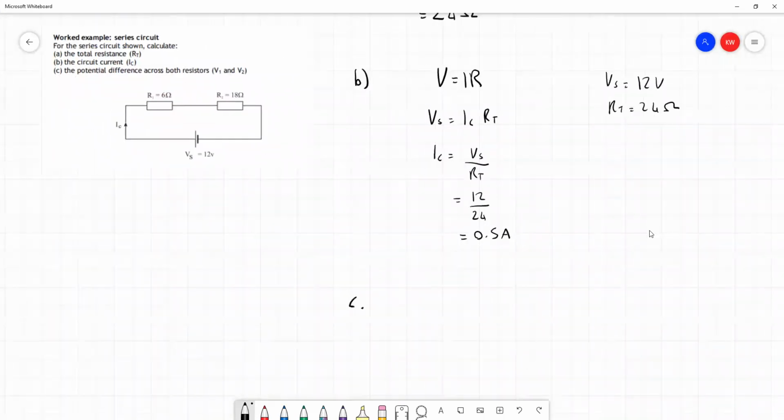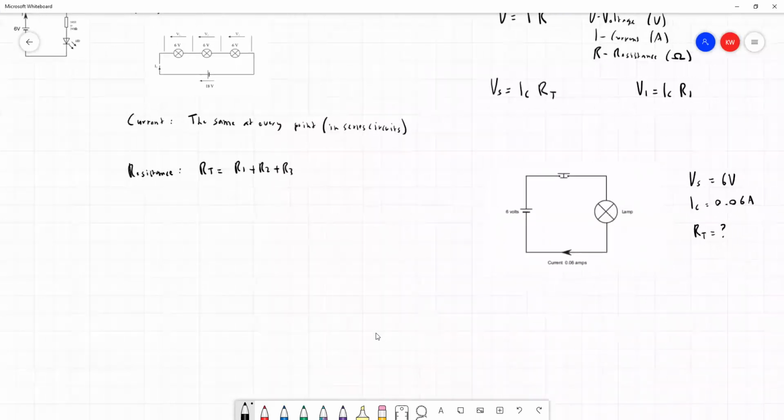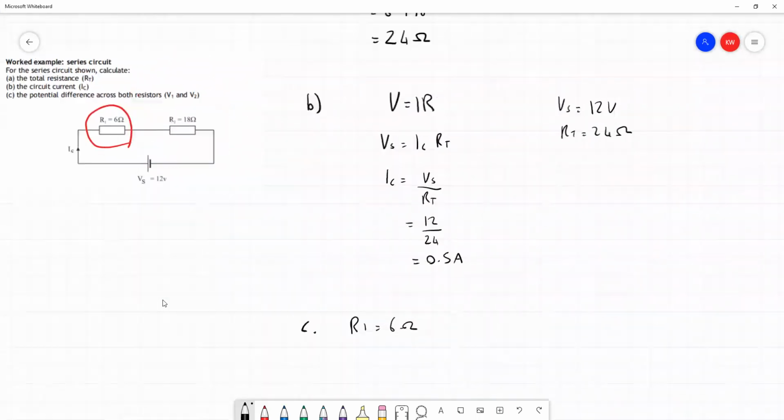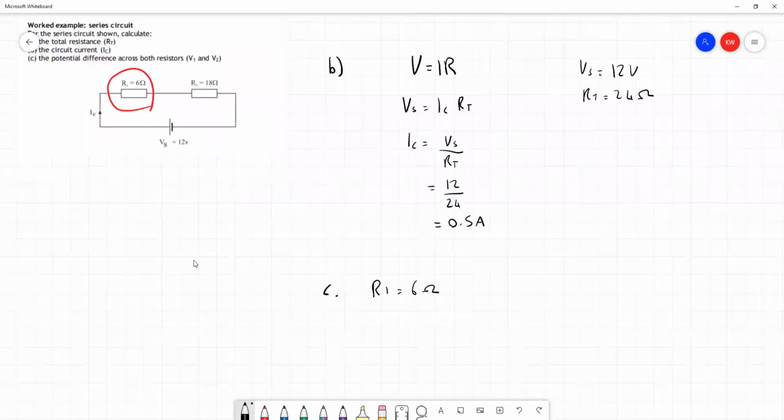Now, if we look at resistor 1 first of all, circle it in red here, if we want to consider resistor 1, we know that the resistance, we've been told in the question, is 6 ohms. And because this is a series circuit, if we go back to the start again, the current is the same at every point in a series circuit. So that means this value for current that we've worked out in part B is going to be the current that's running through that resistor. So the current's the same at every point. So we can use the circuit current here of 0.5 amps.